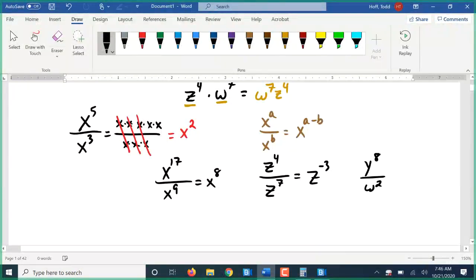And of course, y to the 8th divided by w squared, those have different bases. We cannot combine their exponents. There's nothing more we can do with that. It just stays y to the 8th divided by w to the 2nd.